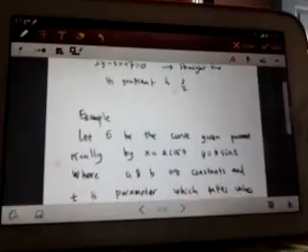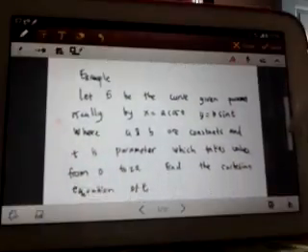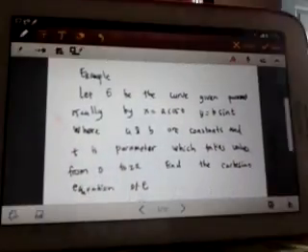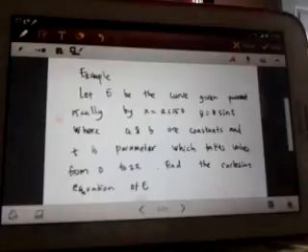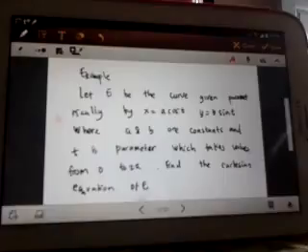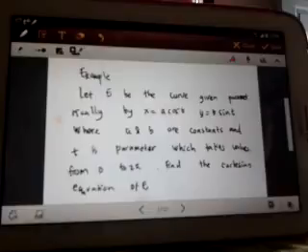Okay, the next example is this one. Let E be the curve given parametrically by x is equal to a cos t, y is equal to b sin t, where a and b are constants and t is a parameter which takes values from 0 to 2 pi. Find the Cartesian equation of E.